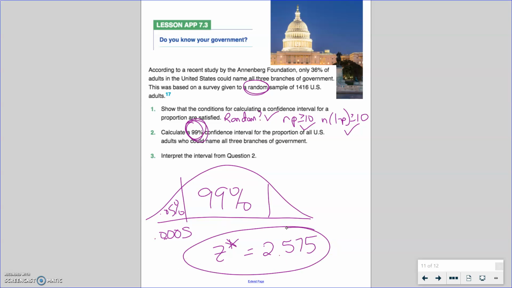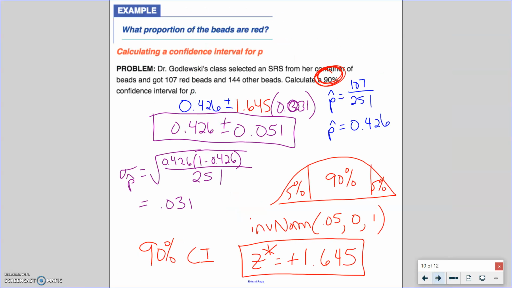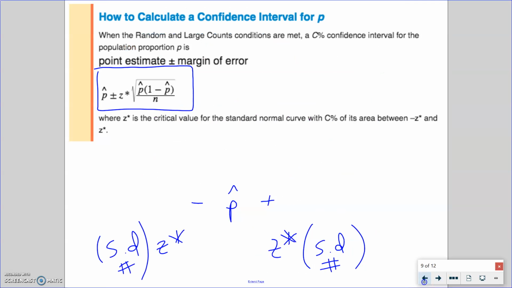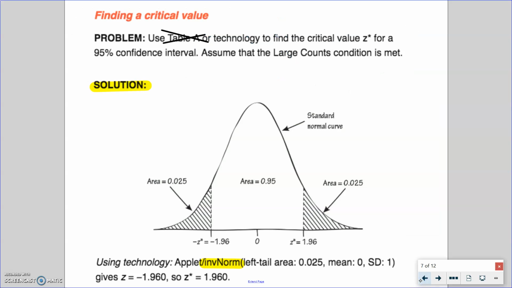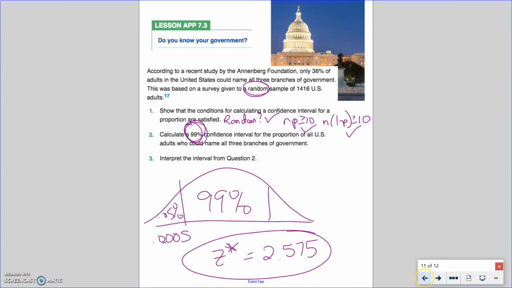So here's the deal, you guys. Remember, if you don't know where these numbers are coming from: 90% is a critical value of 1.645, 95% is a critical value of 1.96, and 99% is a critical value of 2.575.